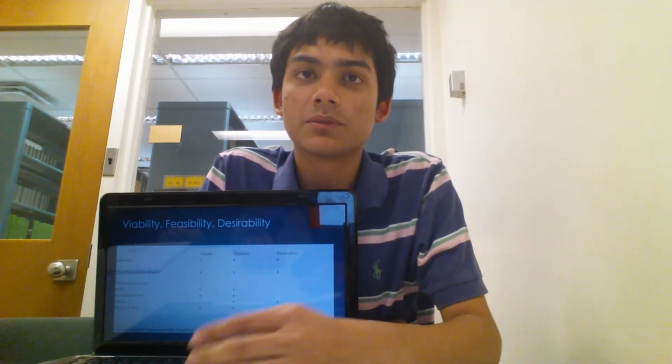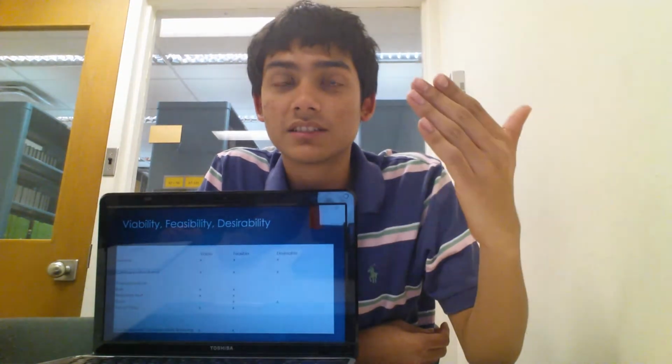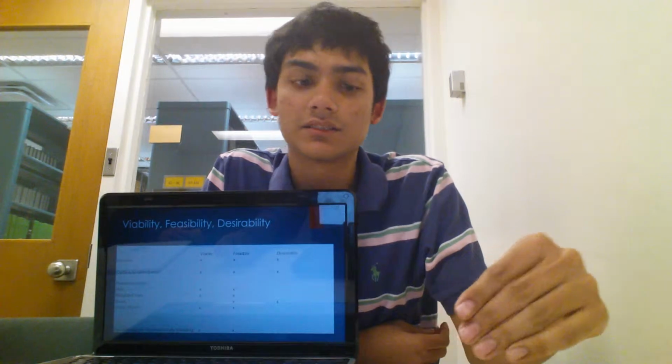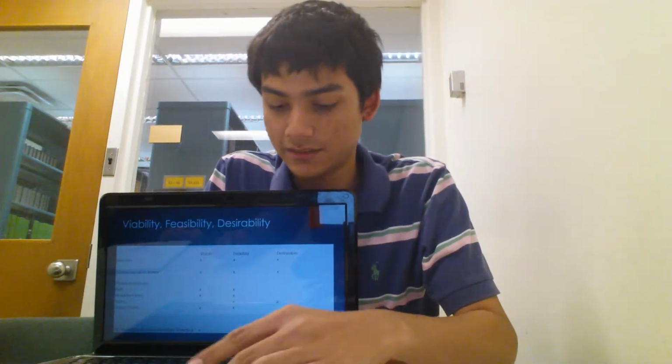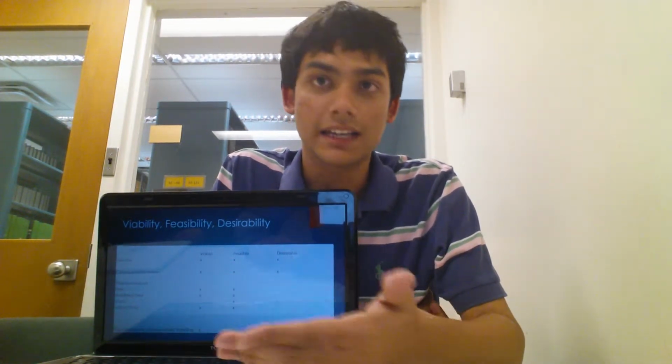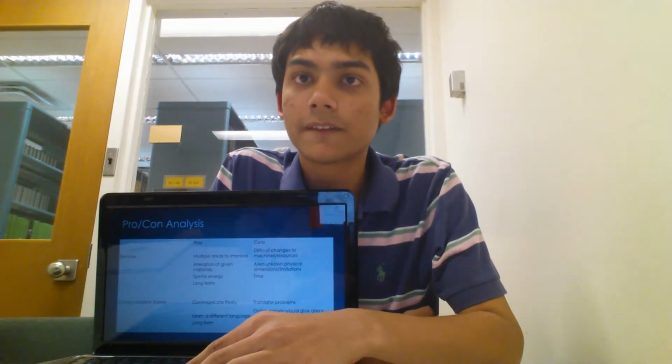So we first made a chart and we listed all the 8 solutions that we had and plotted them against viability, feasibility, and desirability. So viability basically means if the solution will really work. Feasibility, according to us, means is it doable? Can we really produce that solution, or is it just a concept? Desirability means if the aliens will really like it and they'll use it.